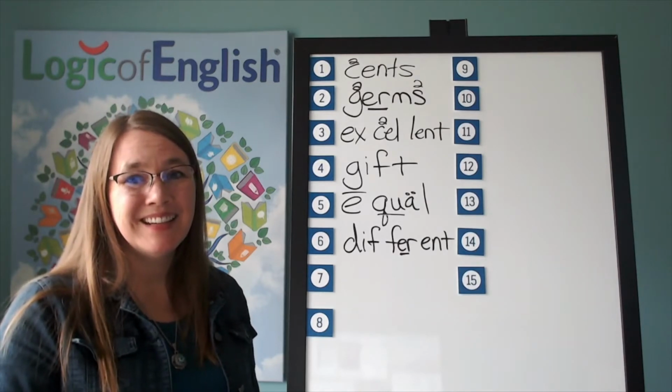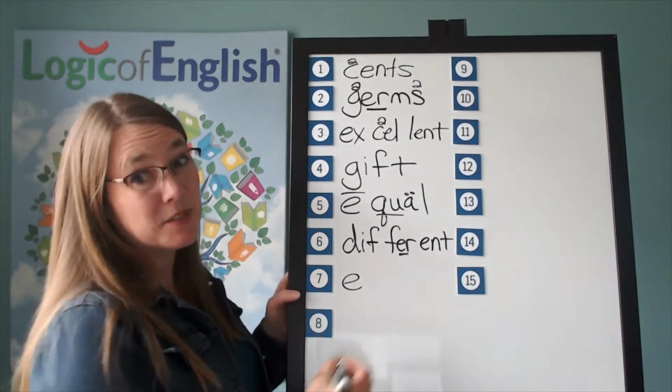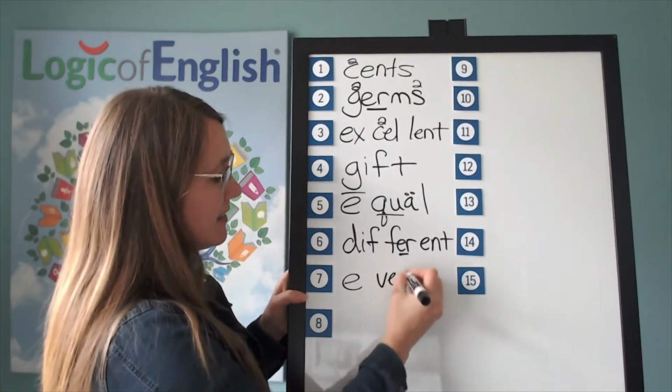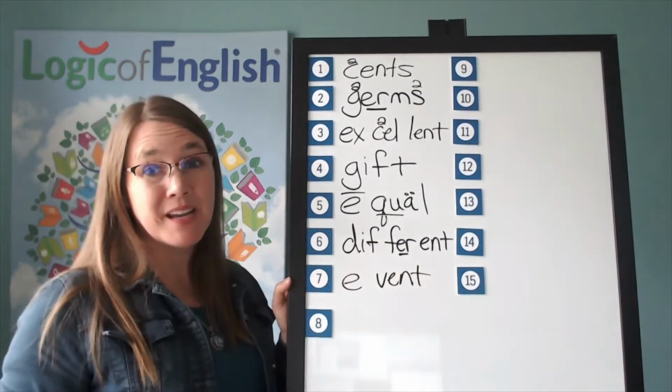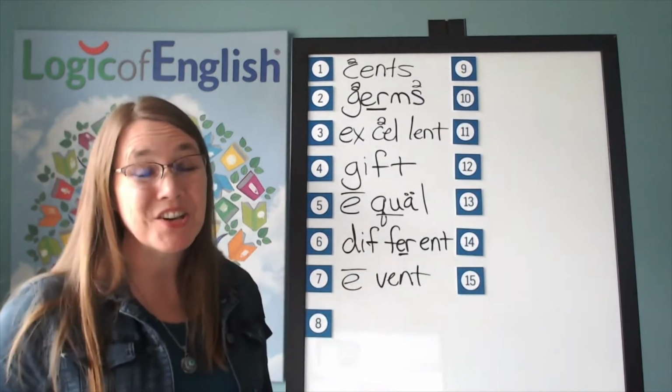Good. And help me to write it. The first syllable is E. The second syllable is vent. V-E-N-T. And how do we mark it? Put a line over the E. Let's read it. Why did it say its long sound?